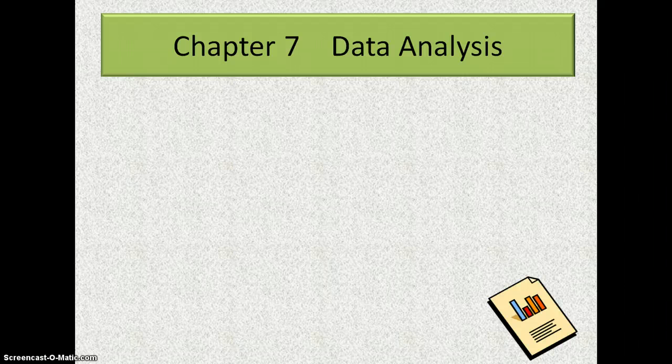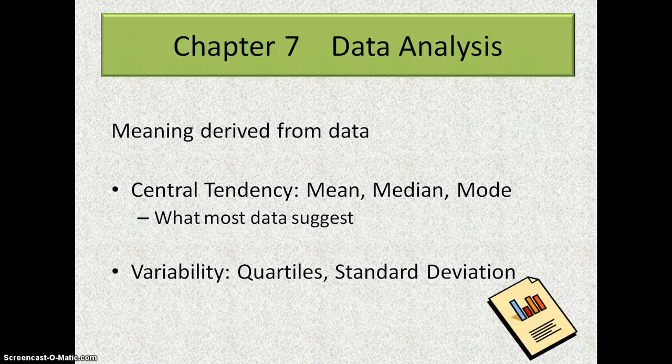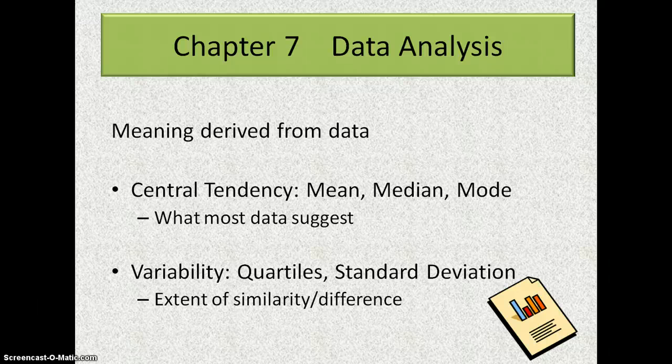Chapter 7, Data Analysis. Data analysis is the manipulation of the data collected to make meaningful statements about the program. By trying to find out what most of the data suggests, central tendency measures of mean, median, and mode can be applied. Where it is important to see how much the data are similar or different to each other, then variability tests such as quartiles and standard deviation are used. To me, data analysis distills the elements of the process to extract the essence, which will become the recommendations for the recipients.